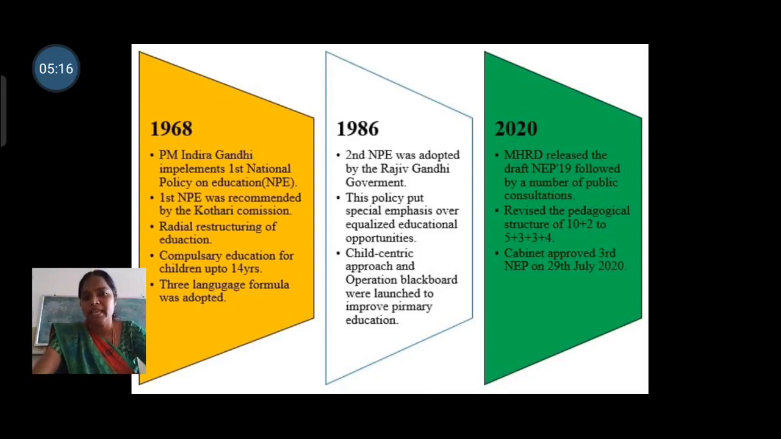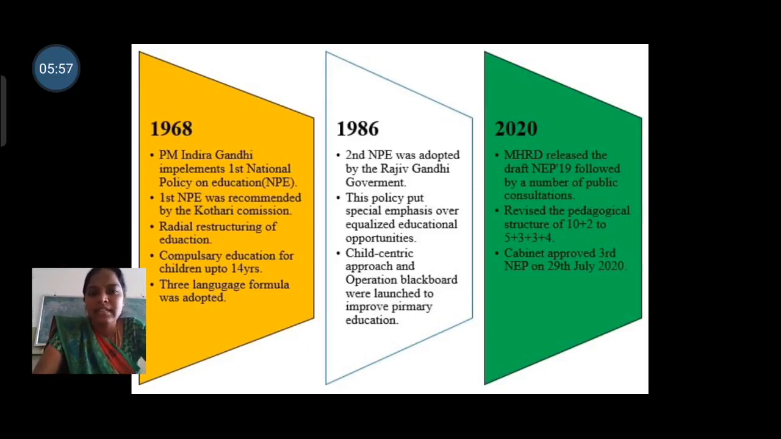Previously we had NPE, National Policy of Education, in 1968 and 1986, but it turned out as NEP, National Education Policy. So there is not much difference, just the terms are changed. In the last NET exam there was a question about the NPE year and the NEP year. We were so confused because NEP and NPE sound the same. But the NPE year is 1968, and the NEP, National Education Policy, year is 2020. So that is the difference.